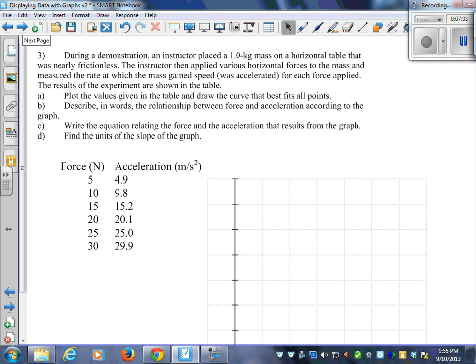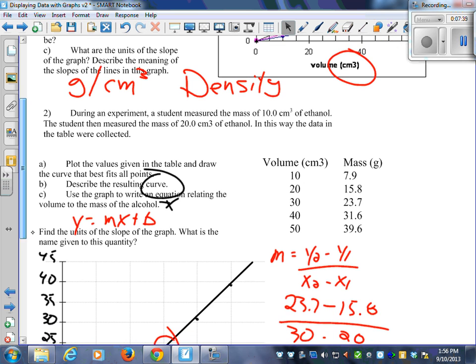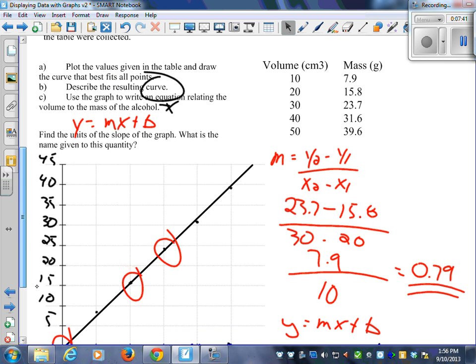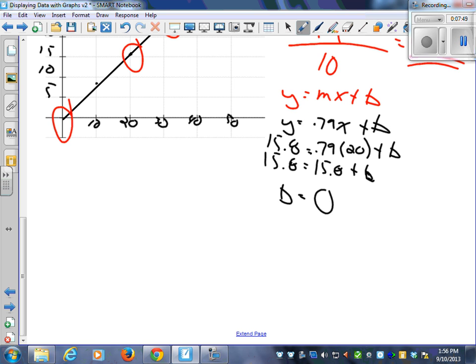Oh, hang on. Actually, we didn't finish number 3, did we? We didn't, because it said... So we've got our equation. So what would our equation be? Our equation would be, and I'm really low down, our equation then would be y equals m, 0.79x. Do I need to write plus 0? Not really. Could I replace y and x with anything?